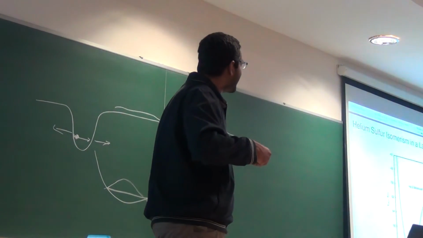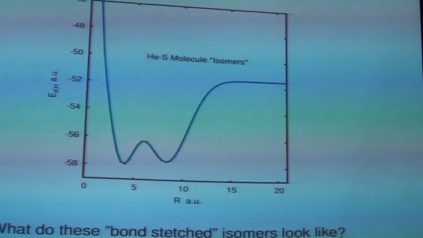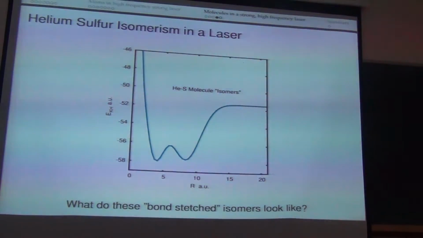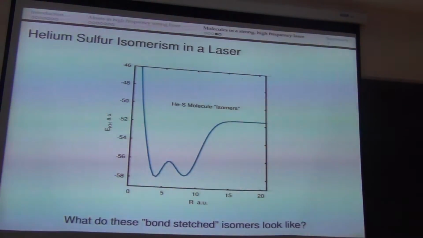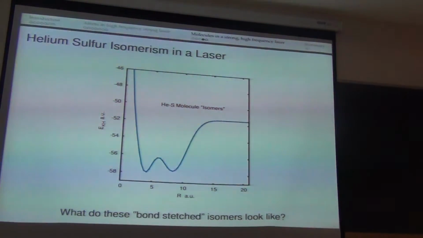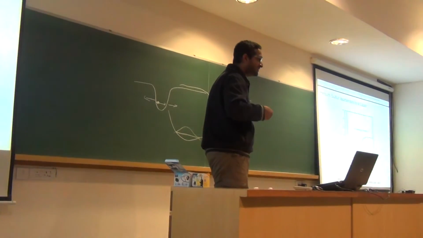Now, chemically, what would you call them? These are actually isomers. For the same chemical formula, you have two different bond lengths. Now, helium sulfur here is a molecule with a permanent dipole moment. Now, you could have vibrational states occupying these two wells, which are degenerate.